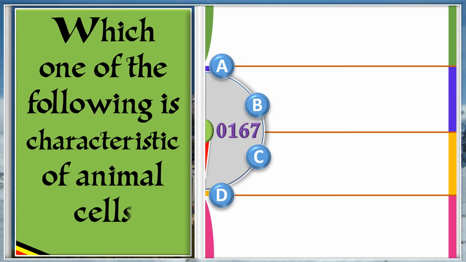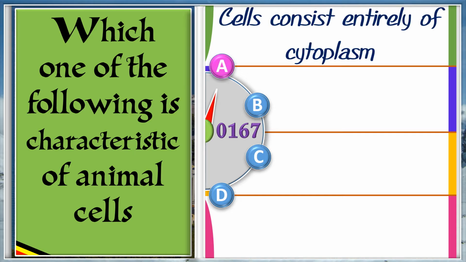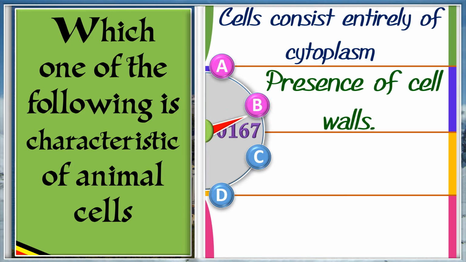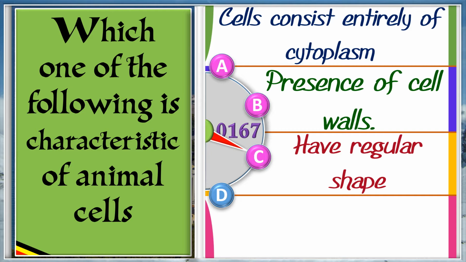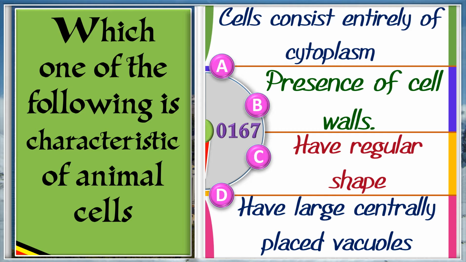Which one of the following is a characteristic of animal cells? A. Cells consist entirely of cytoplasm. B. Presence of cell walls. C. Have regular shape. D. Have large centrally placed vacuole. And the answer is A. Cells consist entirely of cytoplasm.